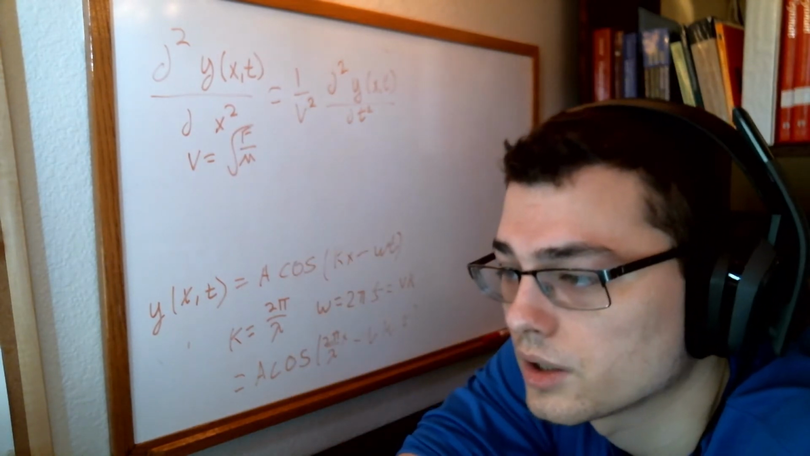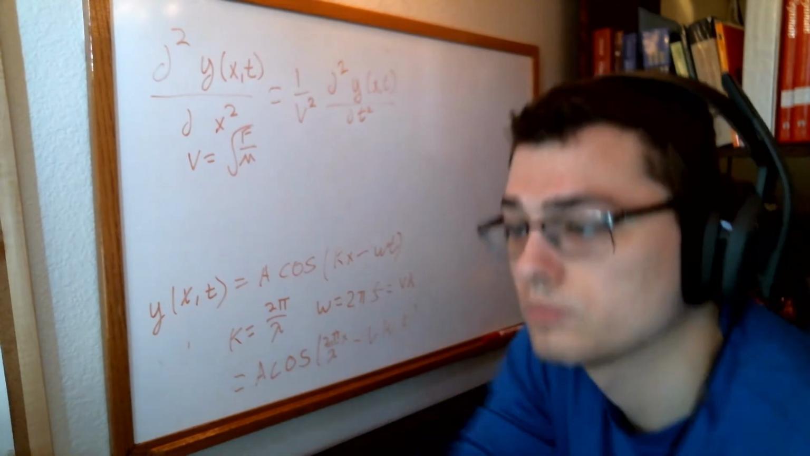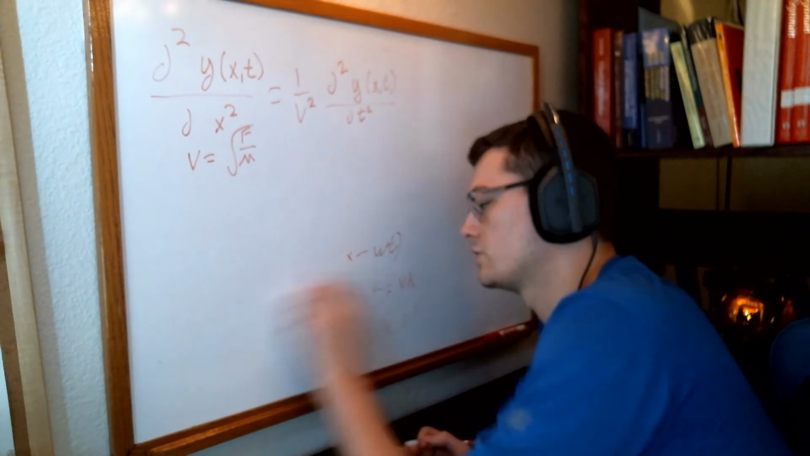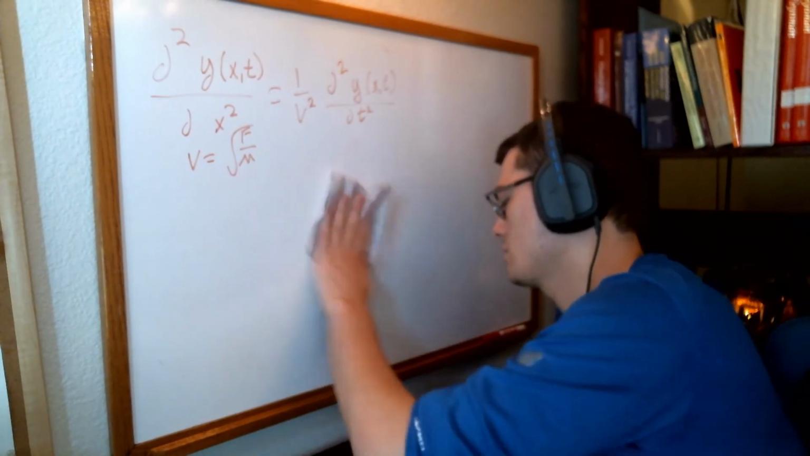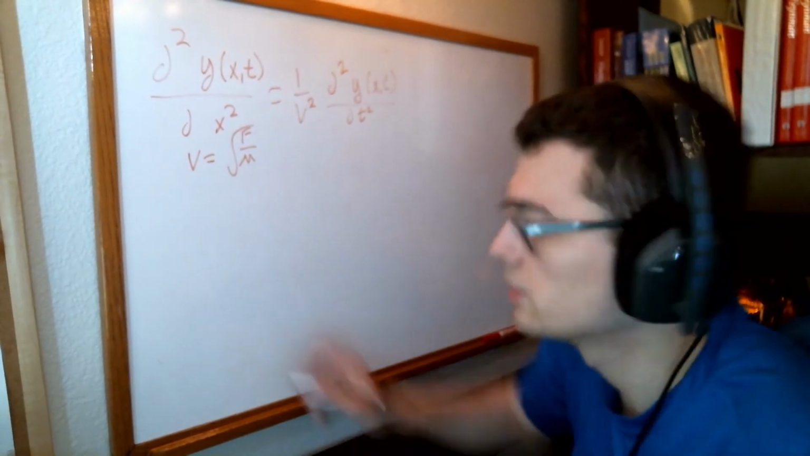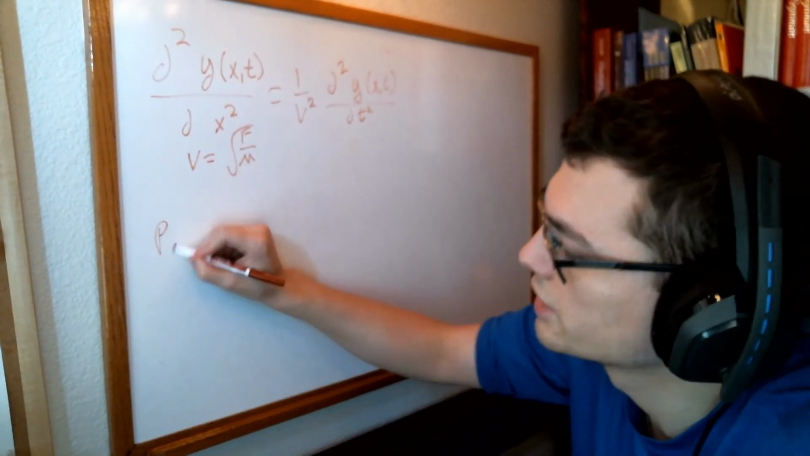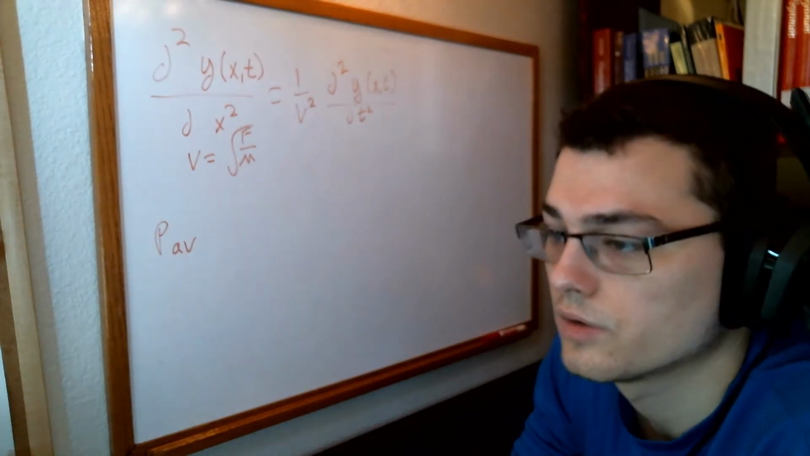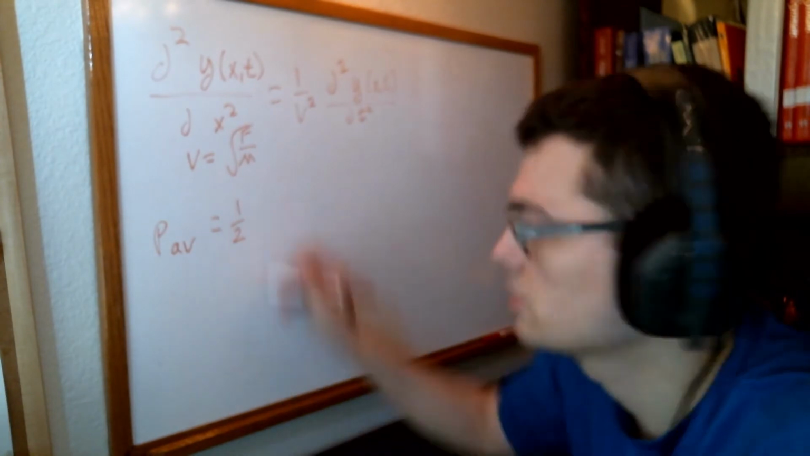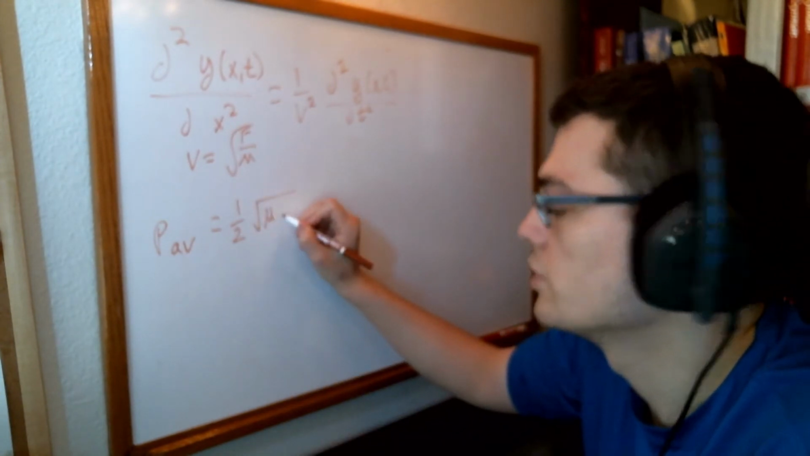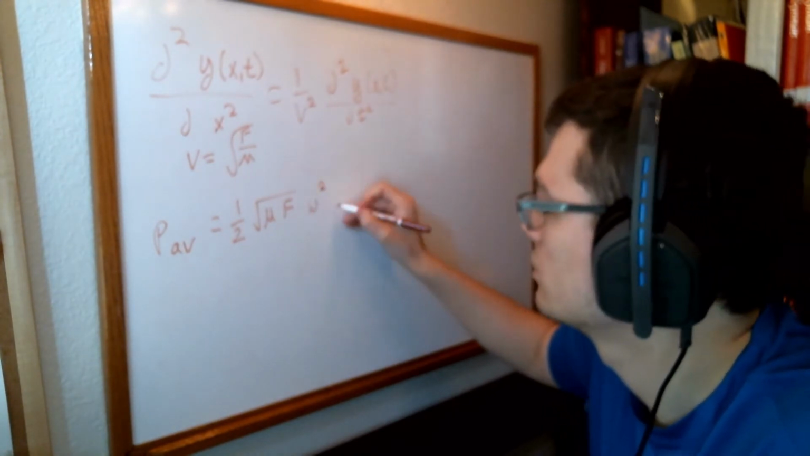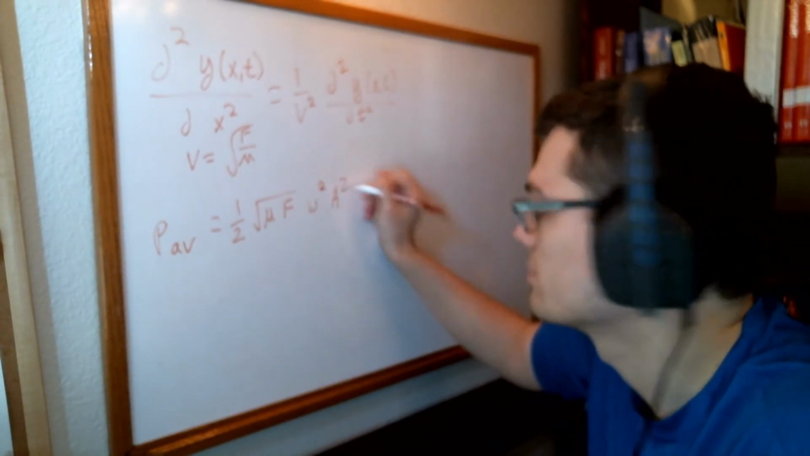Okay, so this moves us forward in our study of waves, where we have to talk about power. Power is going to be equal to 1/2, because we're taking the average here, times the square root of mu F, and then we have to multiply it by our angular frequency squared times its amplitude squared.